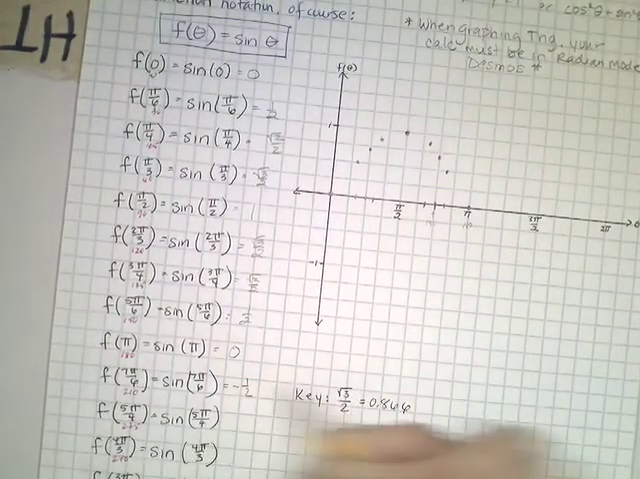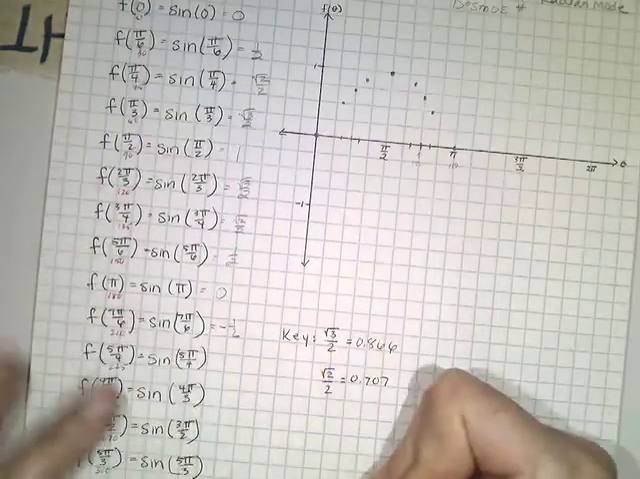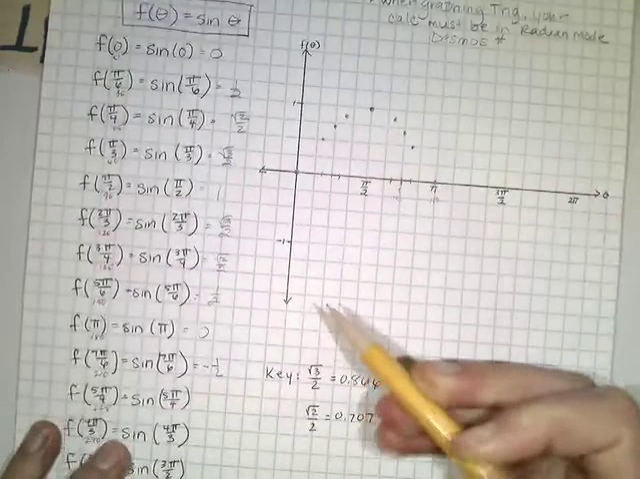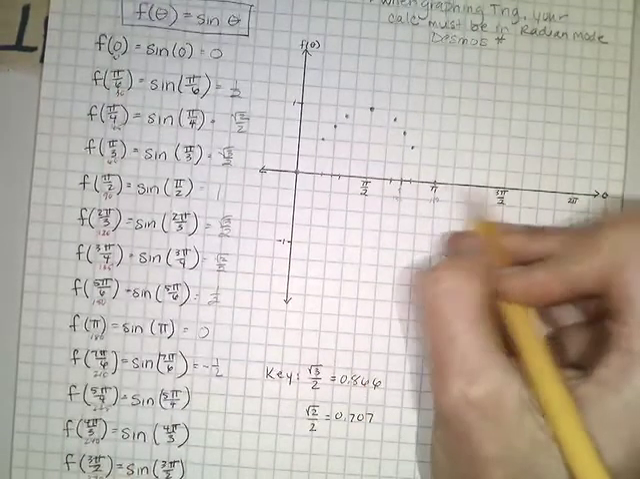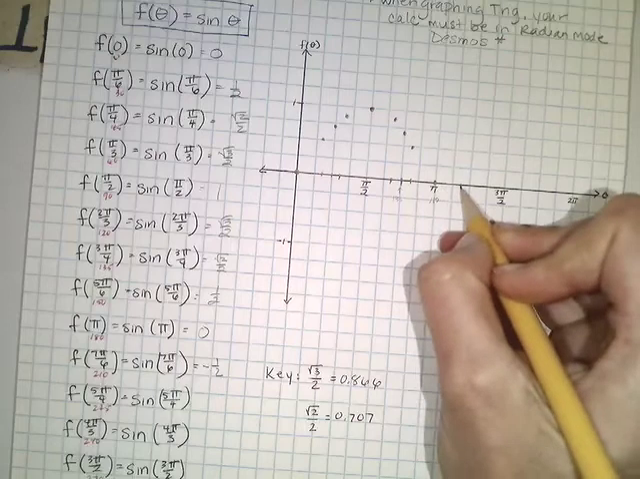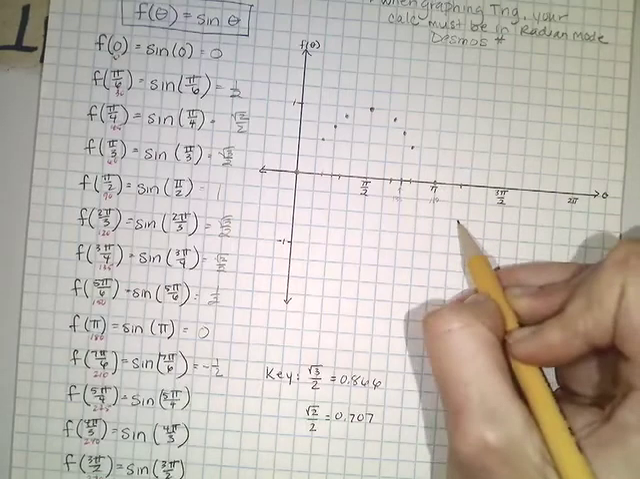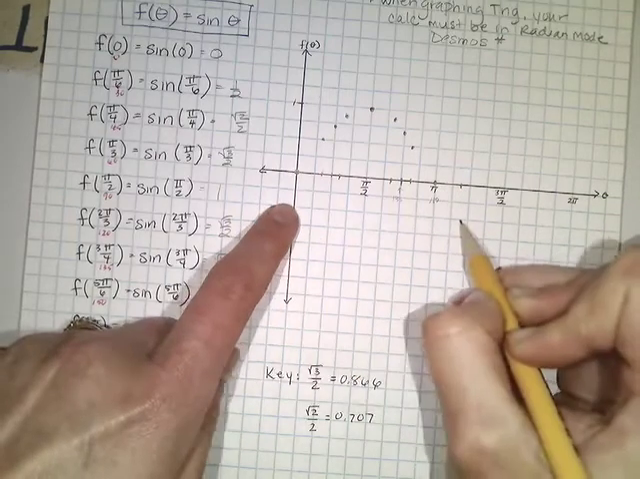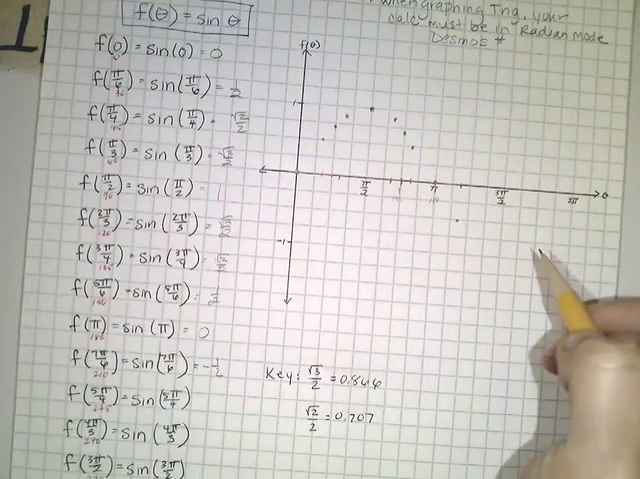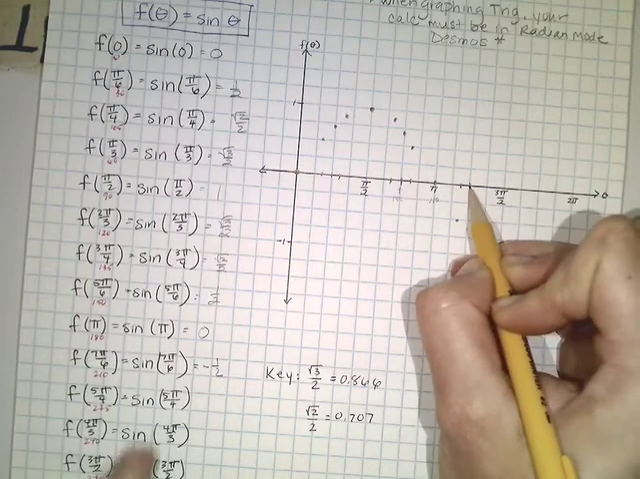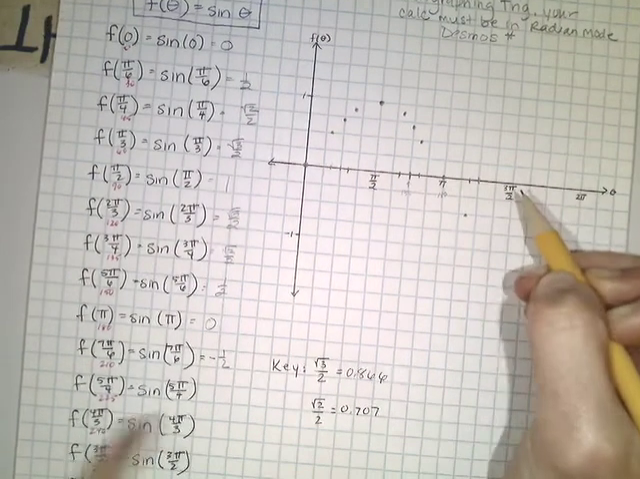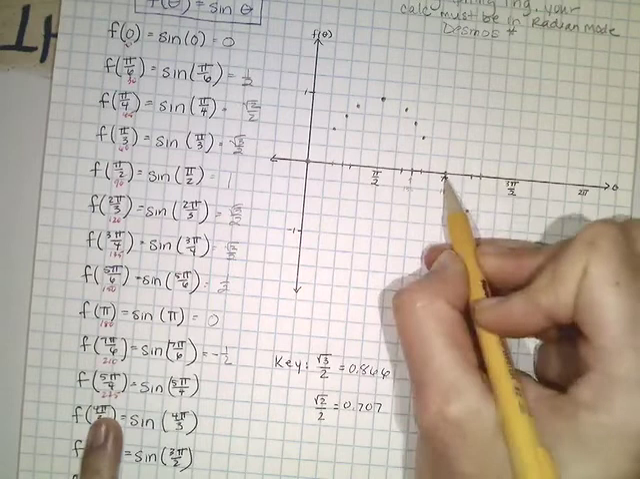Negative 1/2 makes sense. I'm anticipating all of these values to be negative. And right about there, it's negative 1/2. Okay, and then that one's going to be our 5 pi over 4, or 225. It's halfway between pi and 3 pi over 2.